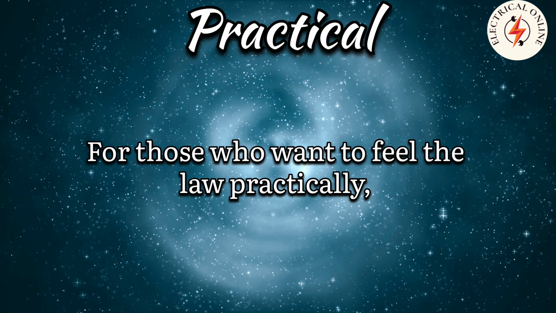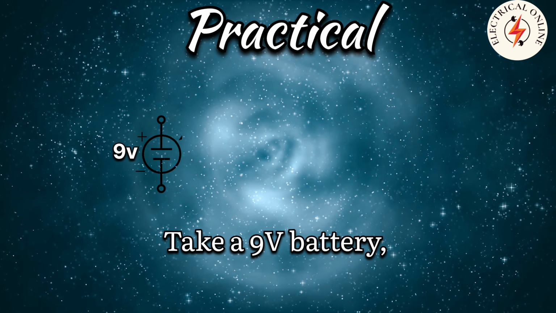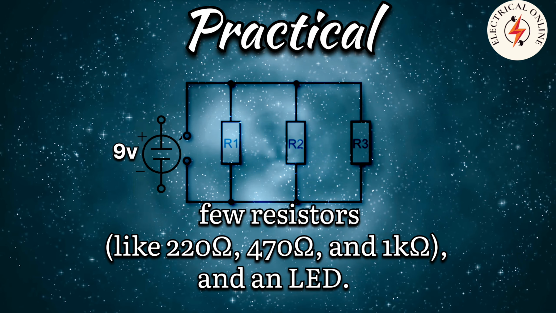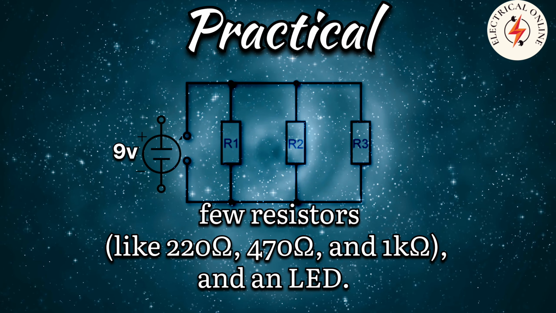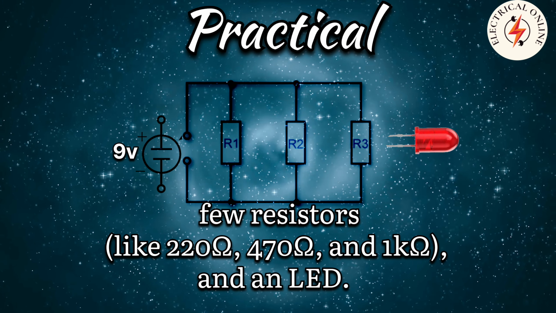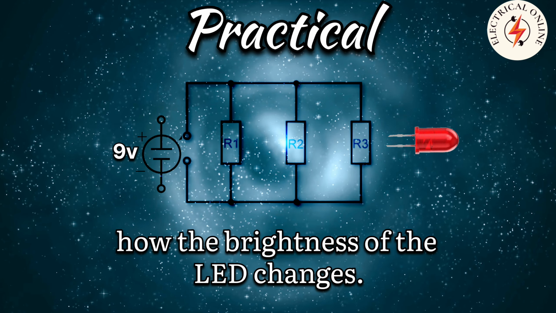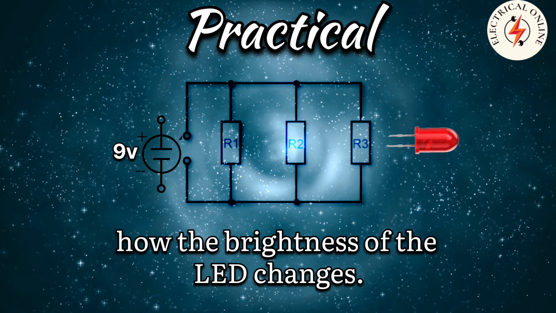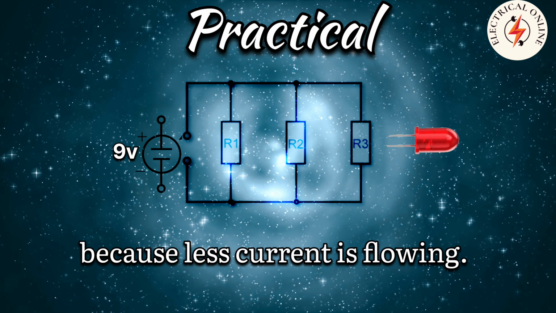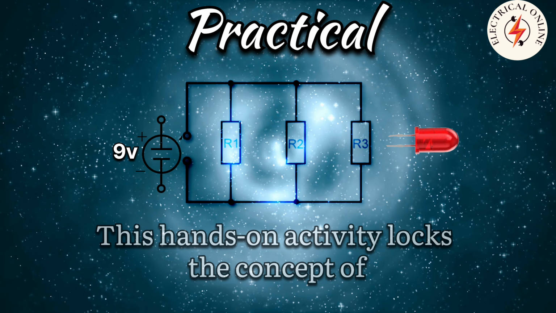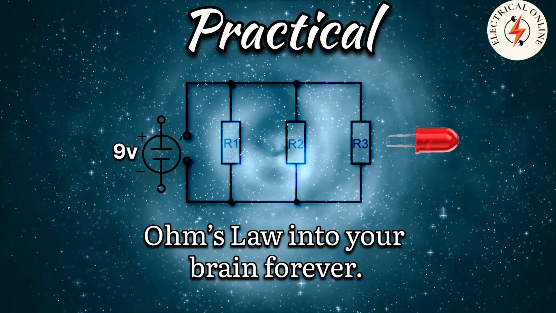For those who want to feel the law practically, here's a simple experiment. Take a 9V battery, a few resistors, like 220 ohms, 470 ohms, and 1k ohm, and an LED. Try connecting different resistors and notice how the brightness of the LED changes. The higher the resistance, the dimmer the LED, because less current is flowing. This hands-on activity locks the concept of Ohm's law into your brain forever.